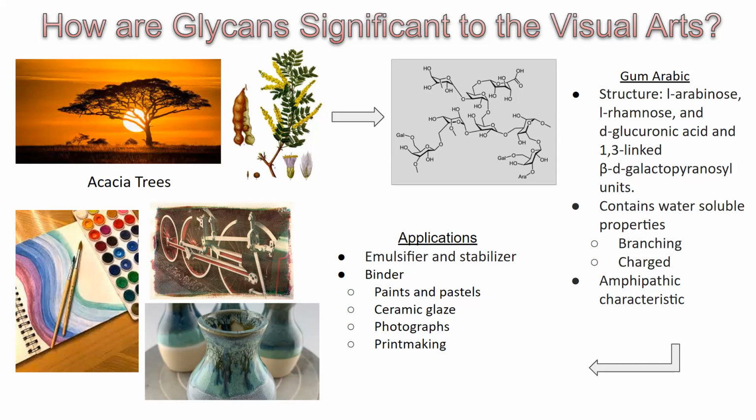Gum arabic is a mixture of polysaccharides and glycoproteins, which gives it properties of a glue and binder. Therefore, it is used as an emulsifier and stabilizer in industrial products. These products include textiles, paints, paper sizing, and pottery glazing.